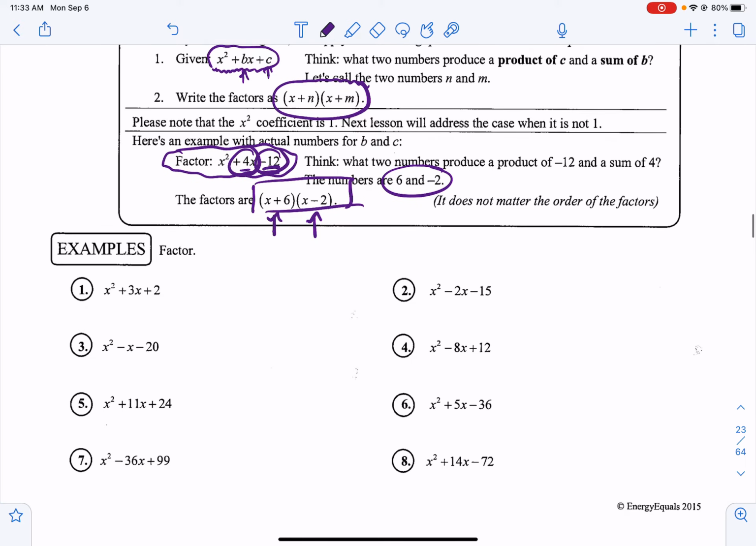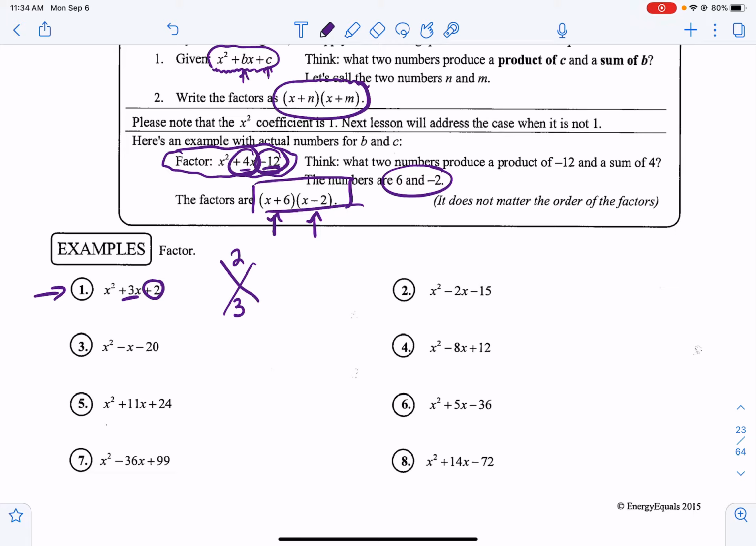So let's start with example number 1. x squared plus 3x plus 2. Now the way I organize this, because I lose track of things if I'm not careful, I do what they call the X method. And I usually will put whatever I'm trying to multiply to on the top. So the 2 I'd put on top, and the 3 I would put on the bottom. So I'm looking for 2 numbers that multiply to be 2 and add up to be 3.